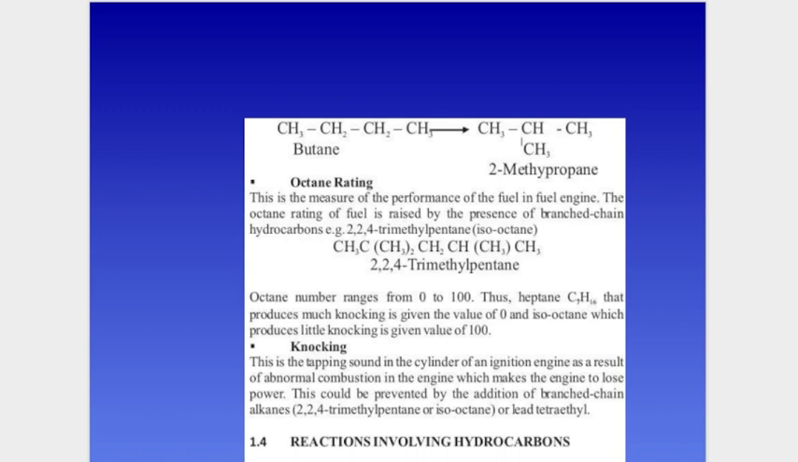So I've mentioned this before, that the quality of petrol depends on how branched that petrol is. However, to improve that quality, we use reforming. When we are now measuring the quality of petrol, what is used as a measuring factor is the octane rating. So when you're measuring the performance, you're looking at the octane rating. Now, the octane rating of petrol is raised by the presence of branched chain hydrocarbons known as 2,2,4-trimethylpentane, also called isooctane.